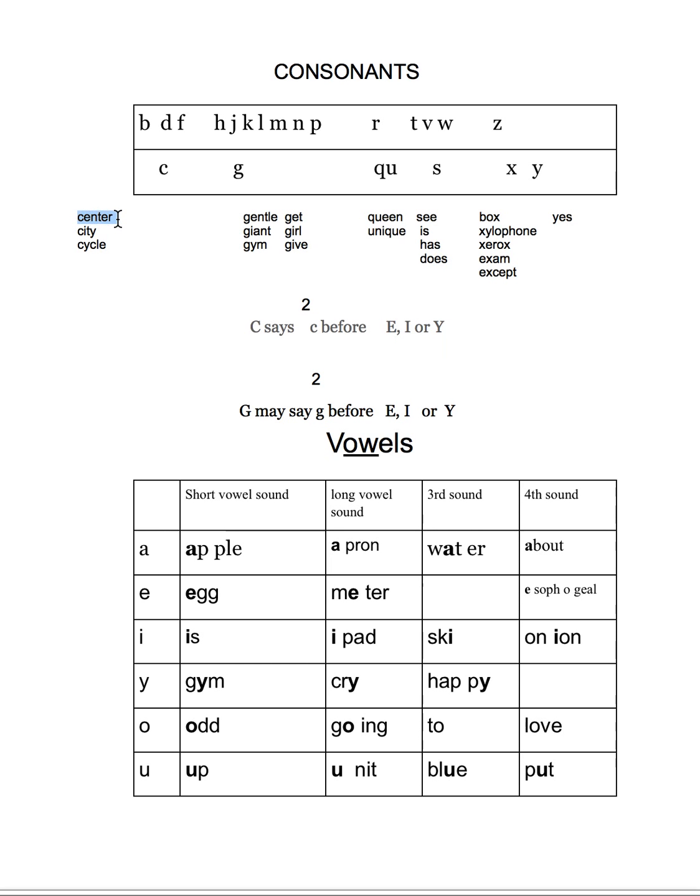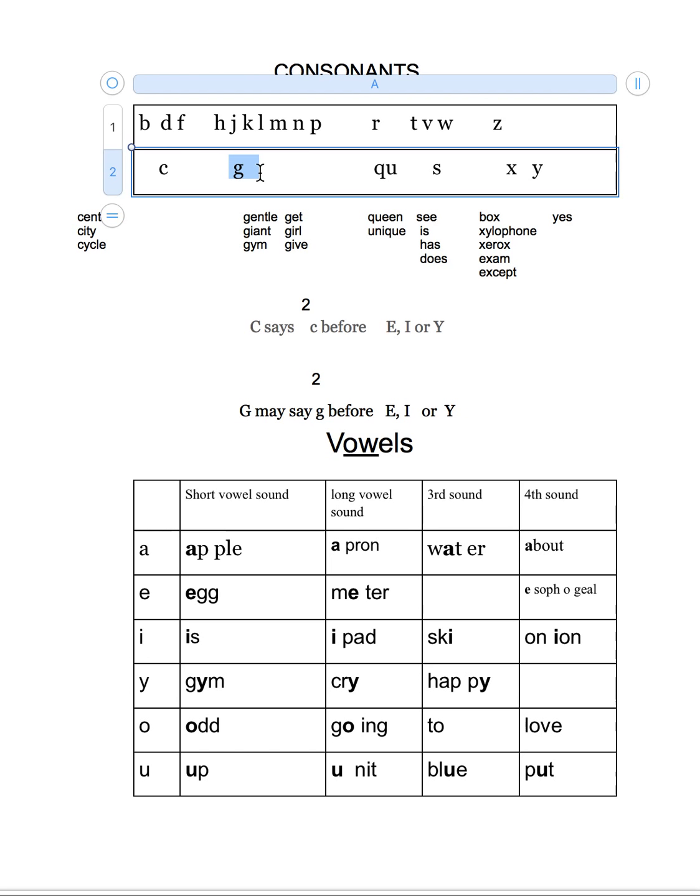Notice the words center, C-E, city, C-I, cycle, C-Y. There's two C's in cycle. The second C says K because it's followed by a consonant or a letter that is not E, I, or Y.